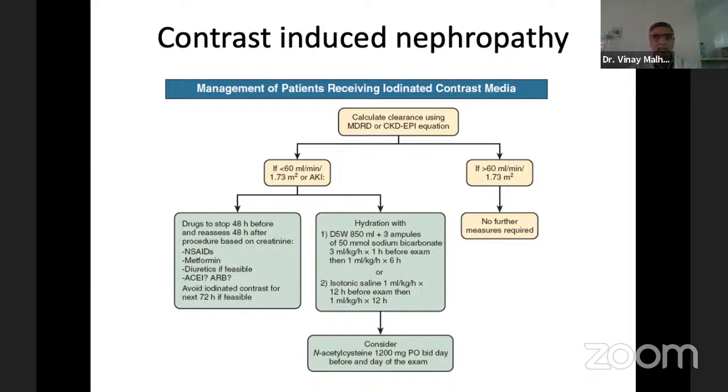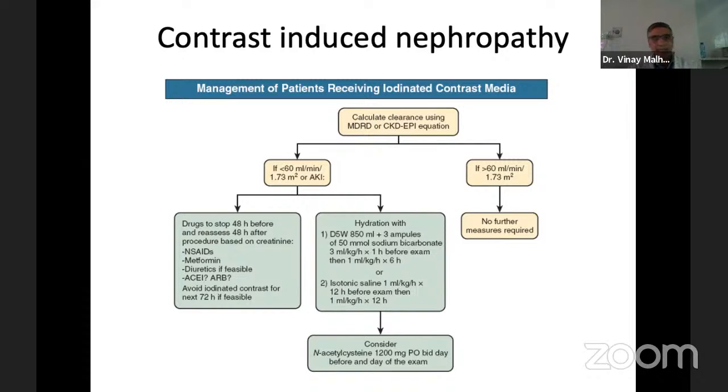And if you are using isotonic sodium bicarbonate, how to prepare isotonic sodium bicarbonate? Take 1000 ml of D5, remove 150 ml, add 3 ampoules of 50 millimole sodium bicarbonate, and this solution can be given at the rate of 3 ml per kg per hour, 1 hour before procedure, followed by 1 ml per kg per hour for the next 6 hours. So hydration is very important.